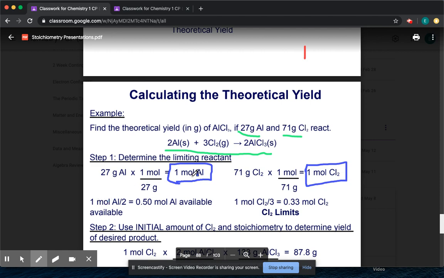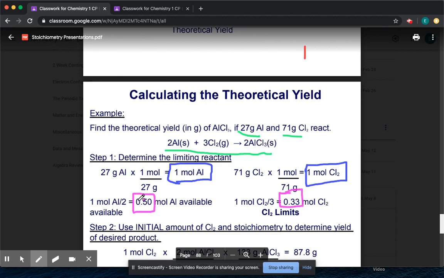Now we have to divide those numbers by the coefficient to see which one is limiting. So this one's going to get divided by 2 because there's a 2 in front of the aluminum, and we're going to get 0.5. And then this one is going to get divided by 3 because that's the number in front of the chlorine, and you're going to get 0.33.